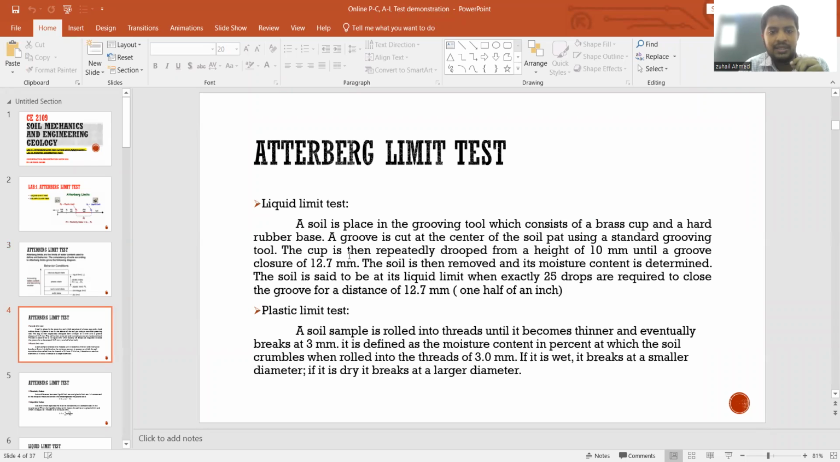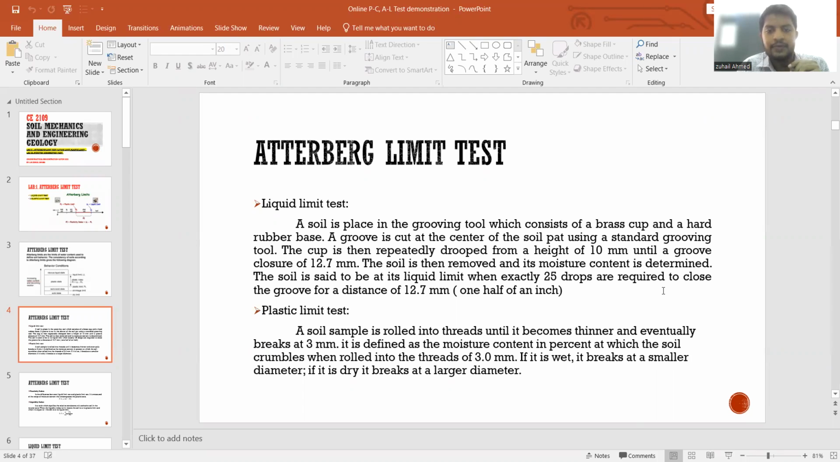The above part, I am not going to explain more, but a soil is said to be at its liquid limit when exactly 25 drops are required. Drops are required when you are doing the liquid limit test using an apparatus called the Casagrande apparatus. I can show you through the video and also the figure in the next few slides.